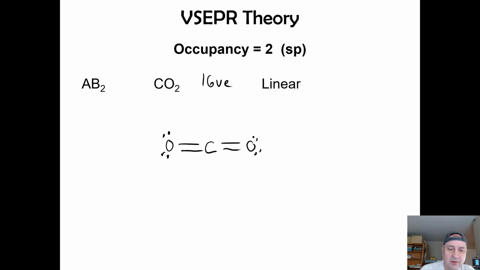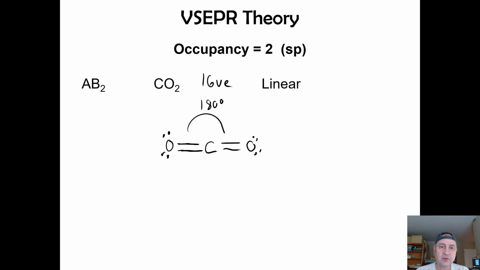And so it doesn't matter whether these are double bonds, triple bonds, or single bonds. They all point in one direction. They all occupy one region. So this is AB2, and linear. They go as far away from each other as possible. So we have a 180-degree angle here between the 2.